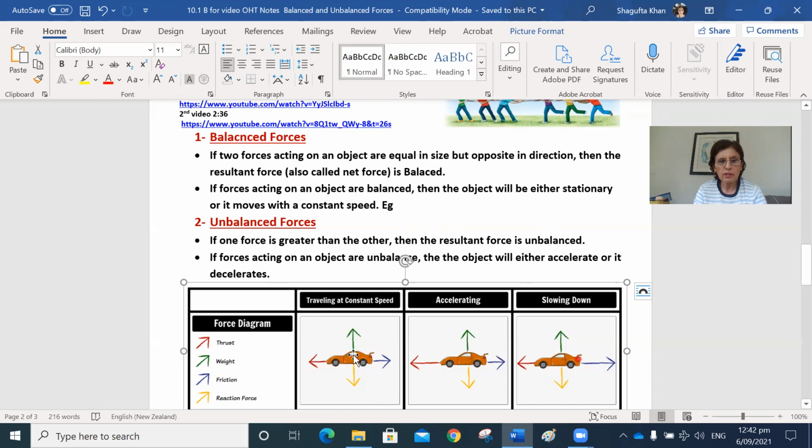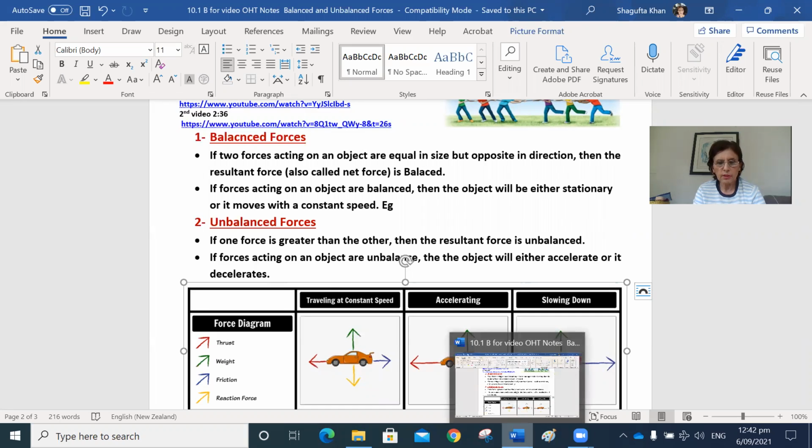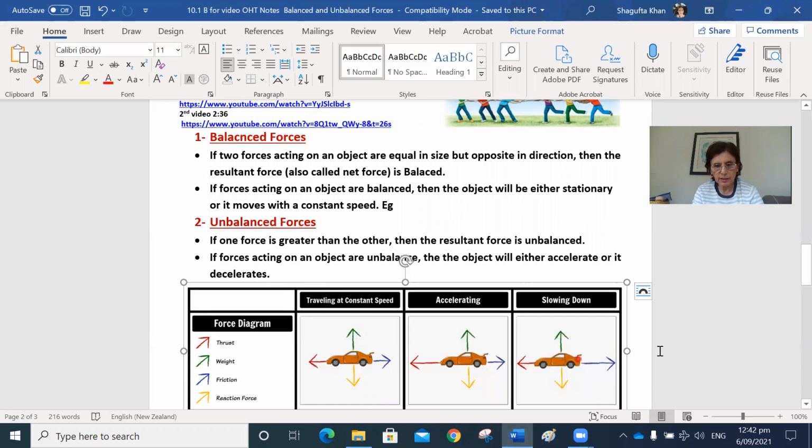So what we are saying is that if two forces acting on an object are balanced, then that object will be either stationary or it moves with a constant speed. Let's see what happens if the forces are unbalanced.